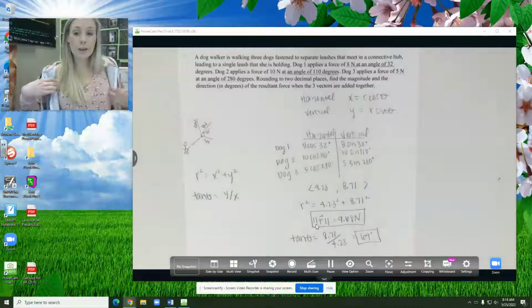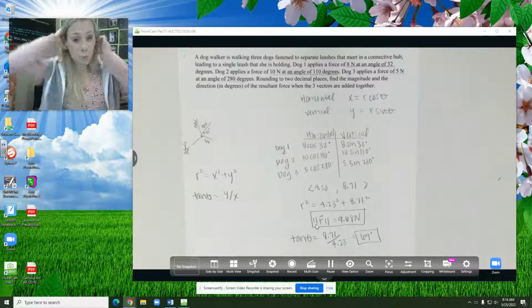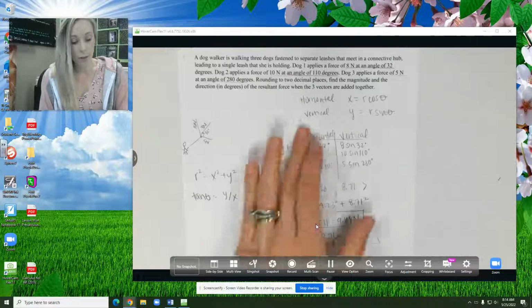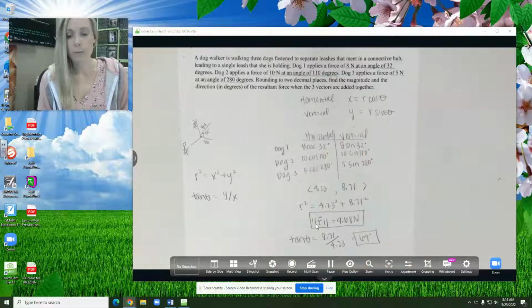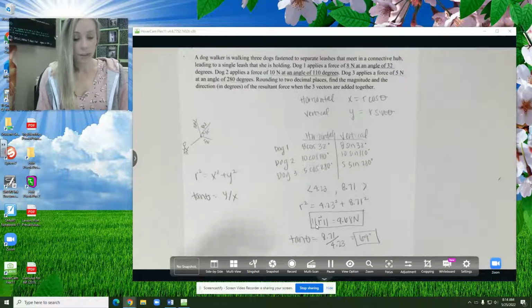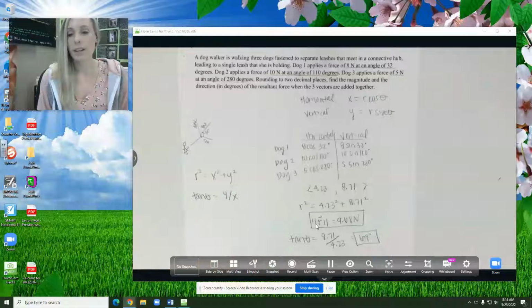So when you're working out these problems, figure out what all the forces are. Find your horizontal components. Find your vertical components. Add them together. Then apply your magnitude formula and your direction formula.